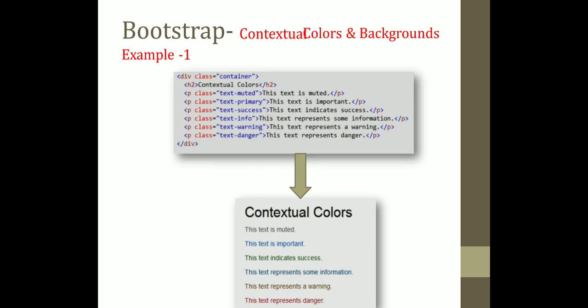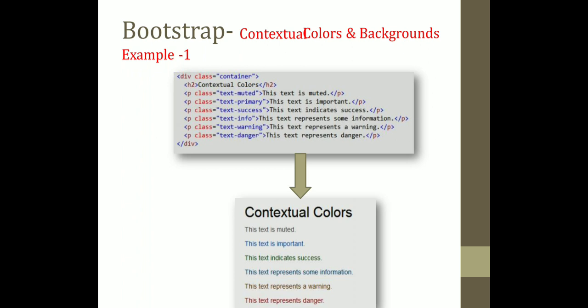So we will see the example of these contextual colors and backgrounds, like the div class that we have used again, the container. Okay, as told, the container will be holding the set of margins for content which deal with the responsive behavior of the site layout.